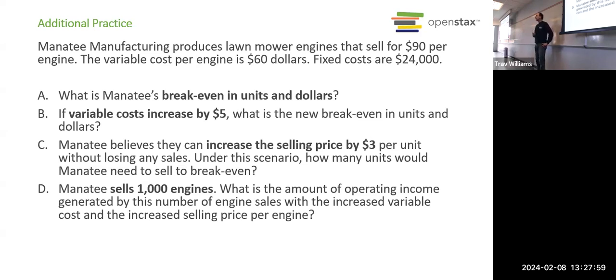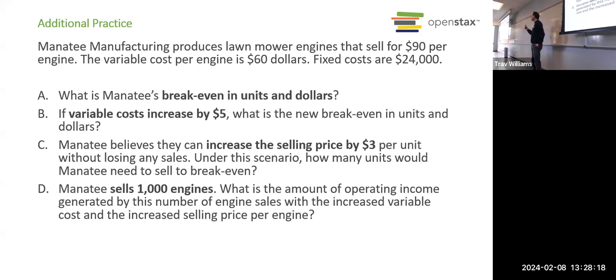Okay, fixed cost divided by contribution margin ratio, or you can take your number of units and multiply it by the sales price. Then we're going to see what happens if the variable cost increased by $5. So then it goes from 60 to 65.